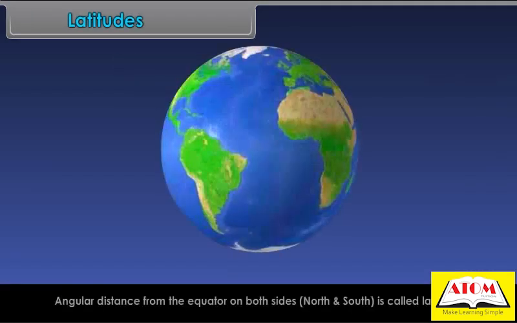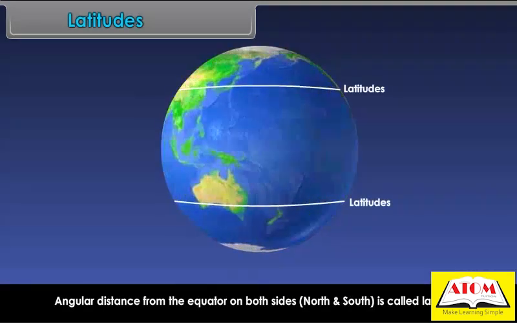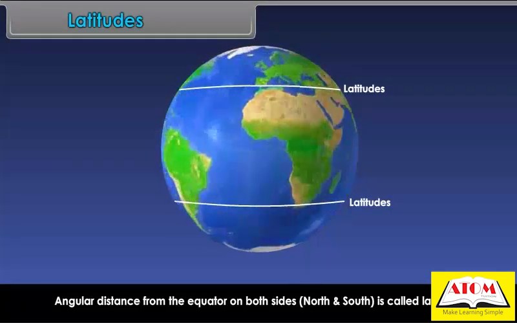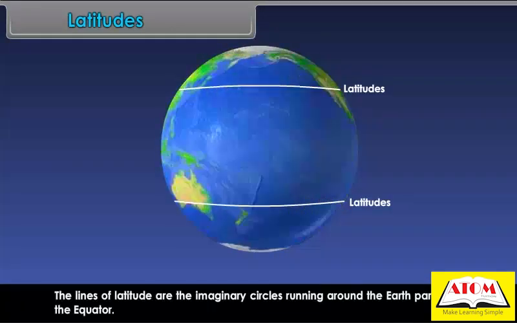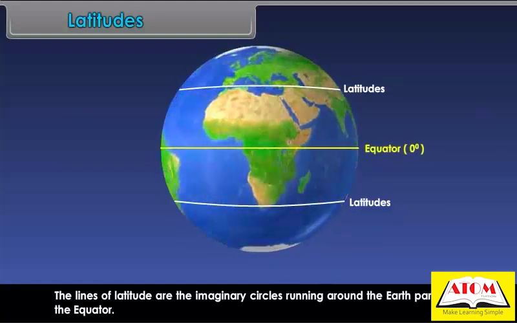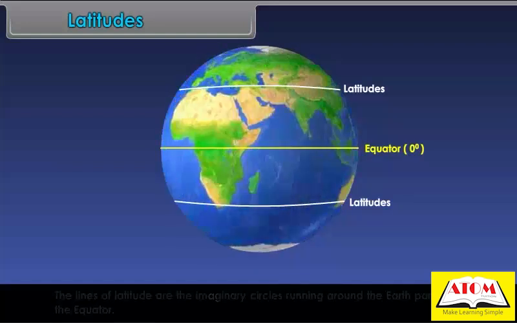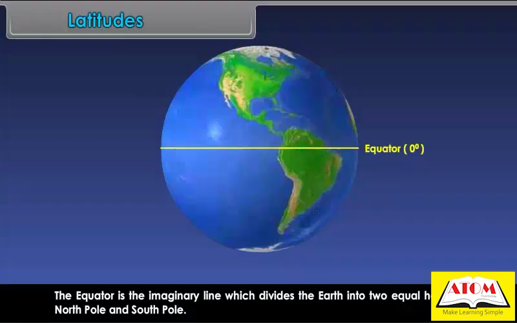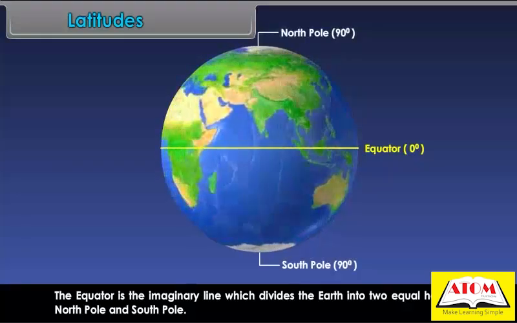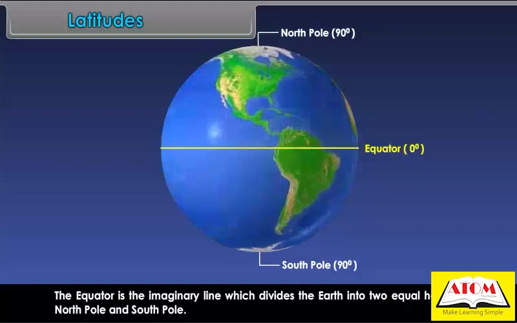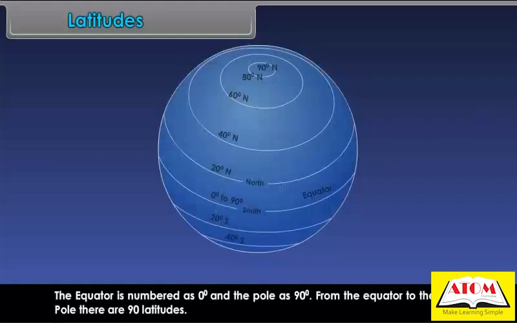Latitudes. Angular distance from the equator on both sides, north and south, is called latitude. The lines of latitude are the imaginary circles running around the Earth parallel to the equator. The equator is the imaginary line which divides the Earth into two equal halves. The equator is numbered as 0 degrees and the pole as 90 degrees. From the equator to the North Pole, there are 90 latitudes.